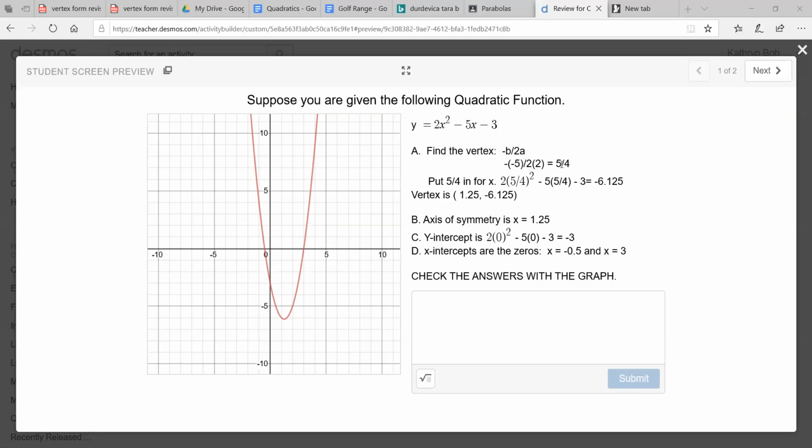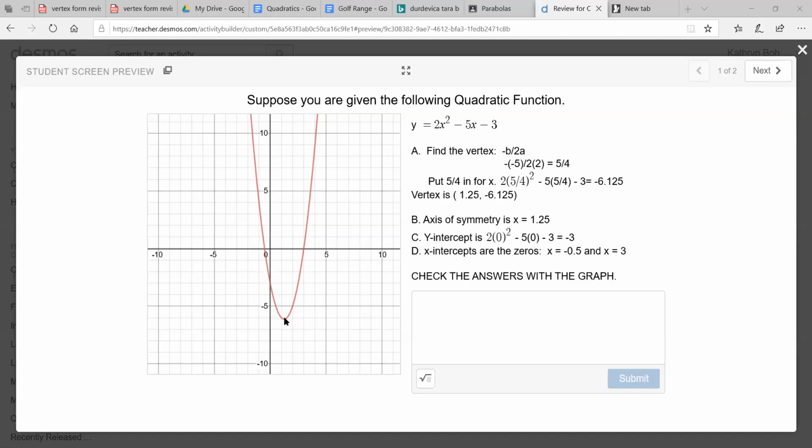Then you're going to put 5 over 4 in for x to find out what the y is for the vertex. So I'm going to put this all in for x, and I get negative 6.125. So the vertex is 1.25, which is the 5/4, and negative 6.125. Some of you guys on the homework last week, when I asked you for the vertex, you only gave me the x. You did not put it back in and find the y, so you guys lost some points on that. So make sure you do find the x and the y for the vertex.